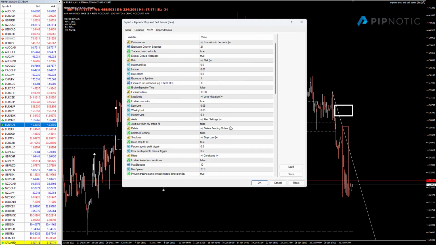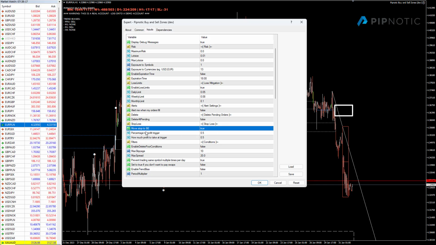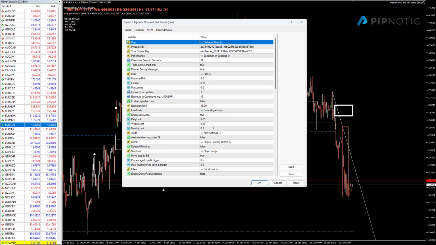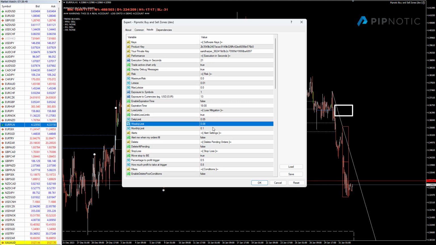If we have a look at the configuration, just what it looks like, where do we have it? Here. Okay, so when we have move stop to break even, this is set to true. Percentage to profit trigger, so this is half, which means 50% of the target. So when we get, as I illustrated in the example just a second ago, 50% towards the target, the stop gets moved to break even. And if this is not 0 but set to a value like 0.8 as an example, when we hit this trigger, we take off 80% of the position and the stop is moved to break even.